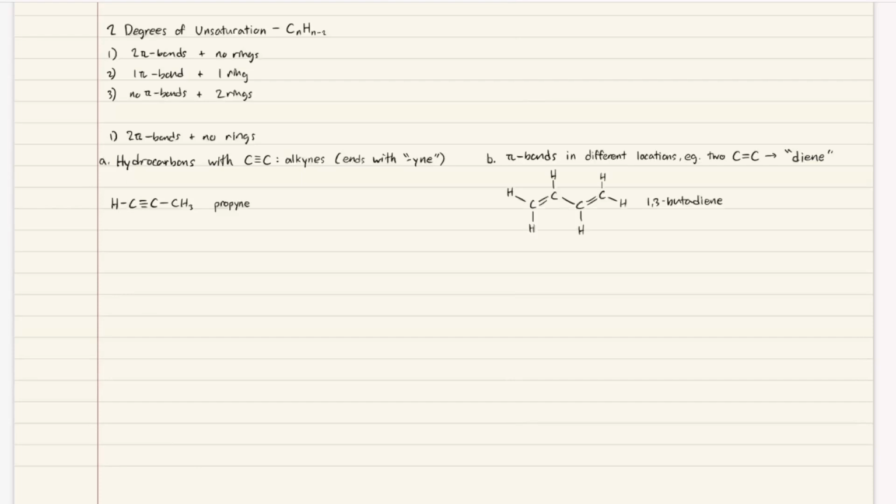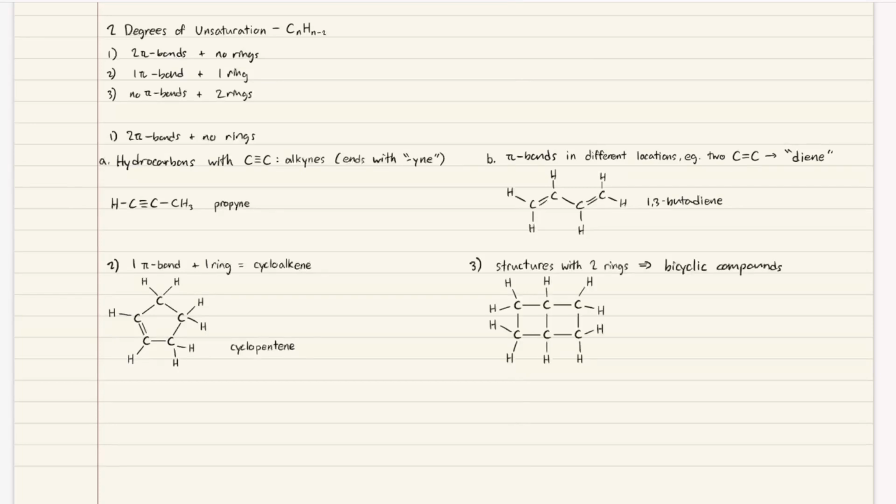Alternatively, a molecule can have 2 pi bonds in different locations within the molecule or between 2 different pairs of carbons, such as in dienes like 1,3-butadiene. Structures with 1 pi bond and 1 ring are called cycloalkenes, such as cyclopentene. And finally, structures with 2 rings are called bicyclic compounds, such as this molecule here.